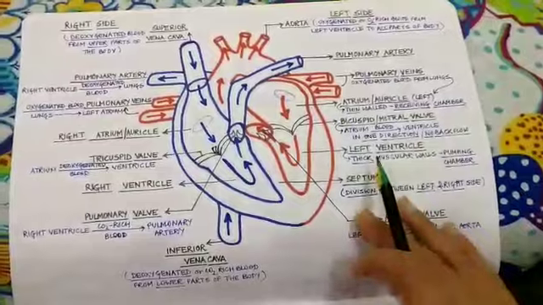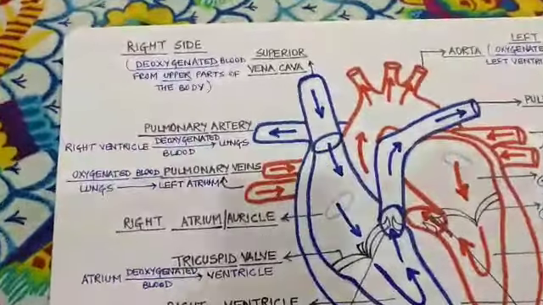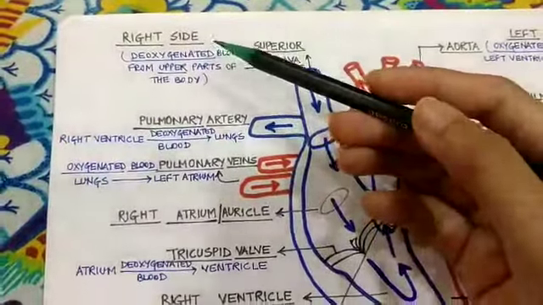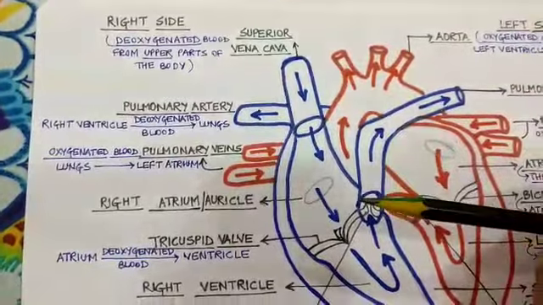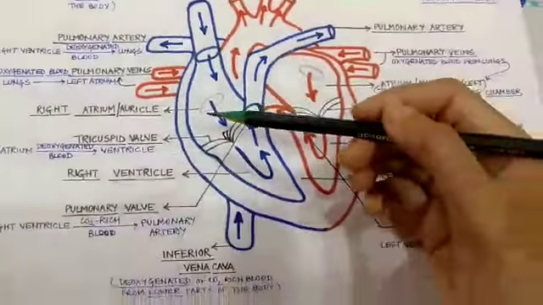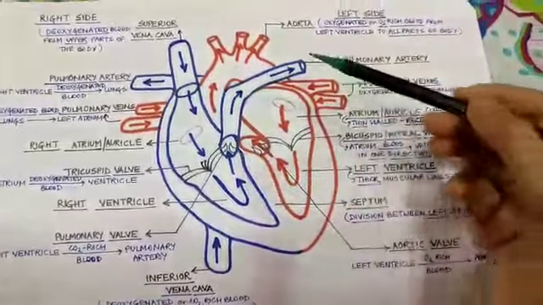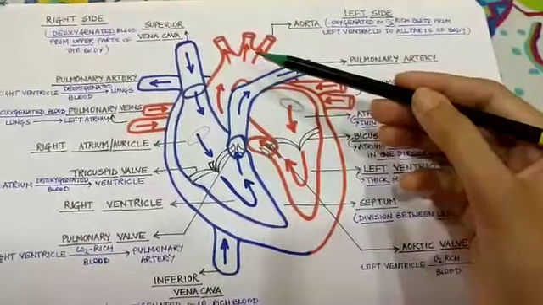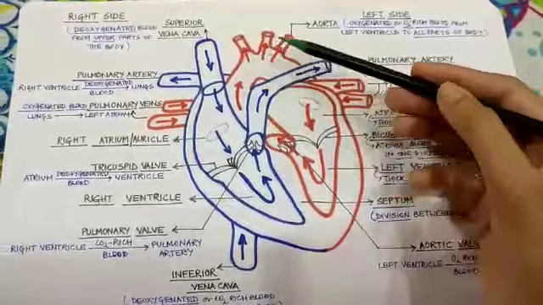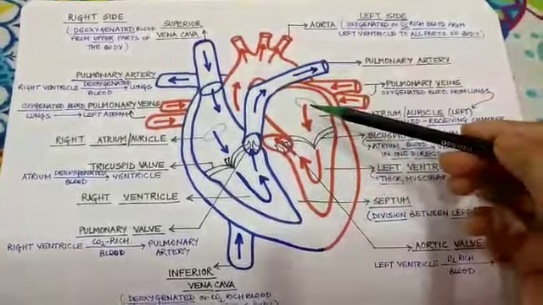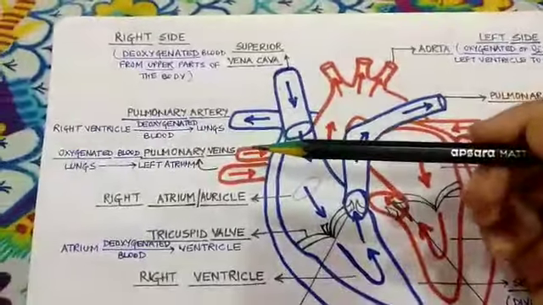So let us look at the right side. As you're already familiar, the right side of the human heart is concerned with deoxygenated blood. Hence, it is outlined with the blue color, and the left side of the human heart is concerned with oxygenated blood, and hence it is colored with the red color. So let's look at the right side first.